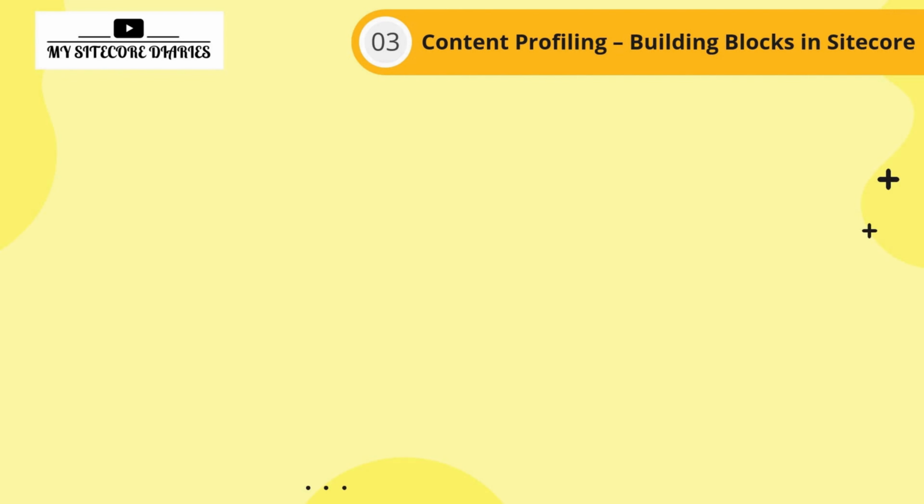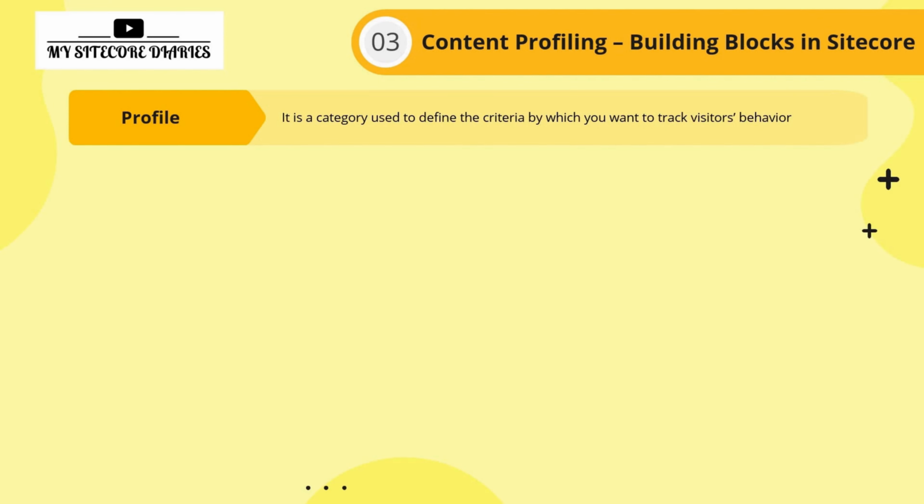So let's see now the content profiling building blocks. The first thing is a profile. What is a profile? It is a category used to define the criteria by which you want to track visitors' behavior. So it is the criteria which you want to define to categorize your visitors. This is a category which you will be defining, that is called a profile.